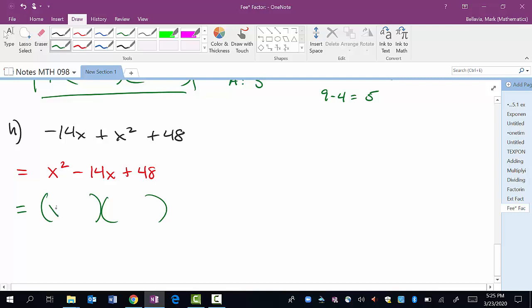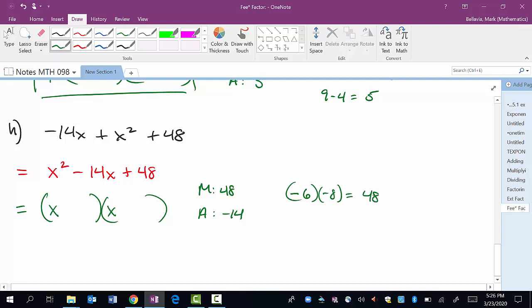X squared, reverse foiling this, tells me it's x times x. I want numbers that multiply to a positive 48 and add to a negative 14. Multiplying to a positive tells you the sign should be the same. Adding to a negative tells you that both signs better be negative, because if you're multiplying to a positive number and you're going to add to a negative, then both numbers that multiply to give you the positive better be negative. So multiplying to a 48 and adding to a negative 14, I've got negative 6 times negative 8.